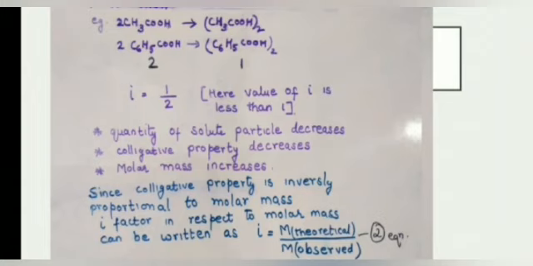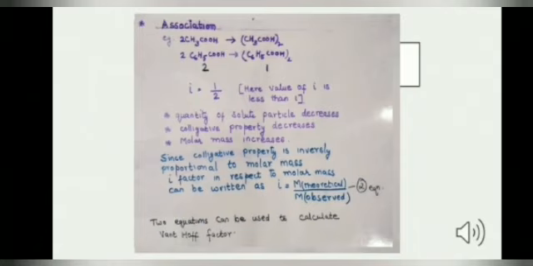Now this i we can also express in respect to the molar mass. So here we can write i equals theoretical molar mass upon the observed molar mass. Now hope you have understood that when i is equal to 1, that is for the non-electrolyte solution. And for the electrolyte solution, if dissociation takes place, the value of i will be greater than 1, and when association takes place, the value of i will be less than 1.